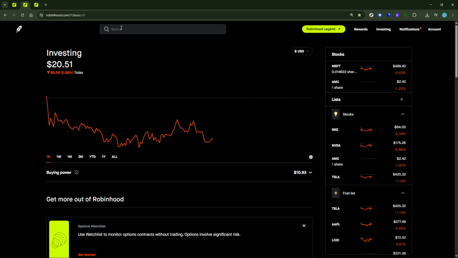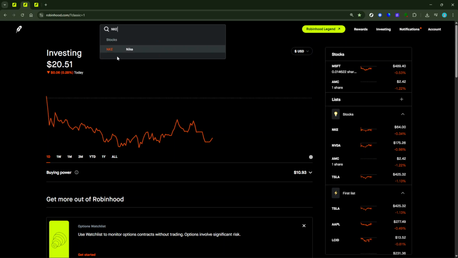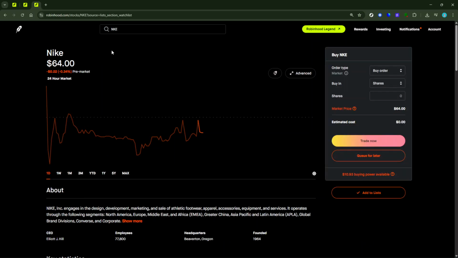Click on Search and type in the name or symbol of any stock or ETF that interests you. When you see it appear, go ahead and click it to bring up its details page. Once you're on the stock or ETF's info page, you'll see a button labeled Trade. Click on Trade and then select Buy.